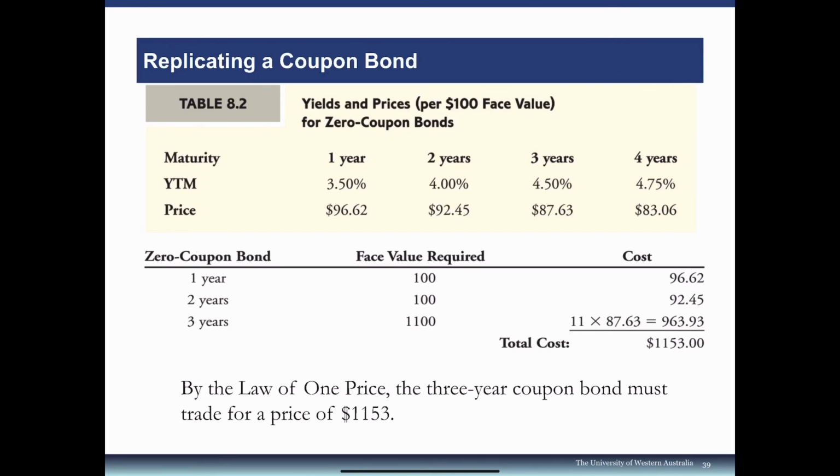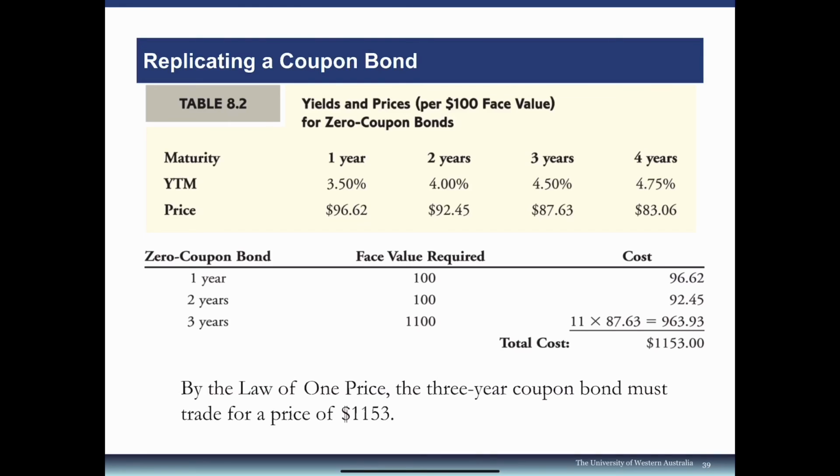So that means in this case, to price this 3-year coupon bond, it could be treated as one of the 1-year $100 face value zero coupon bond, one of the 2-year $100 bond, and 11 of the 3-year $100 face value zero coupon bond. So that means in this case, the total cost is 1153, by simply summing up 96.62 plus 92.45 plus 11 times 87.63, and that is the bond price.